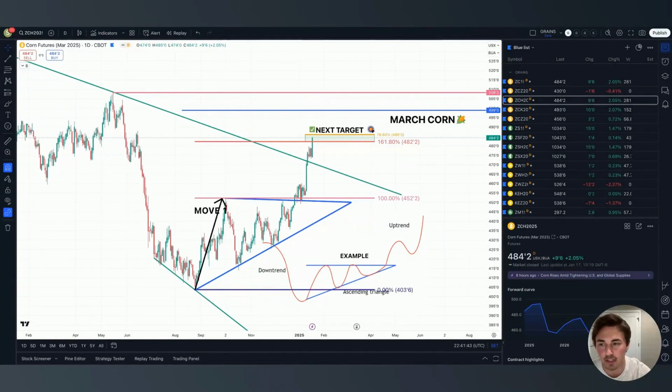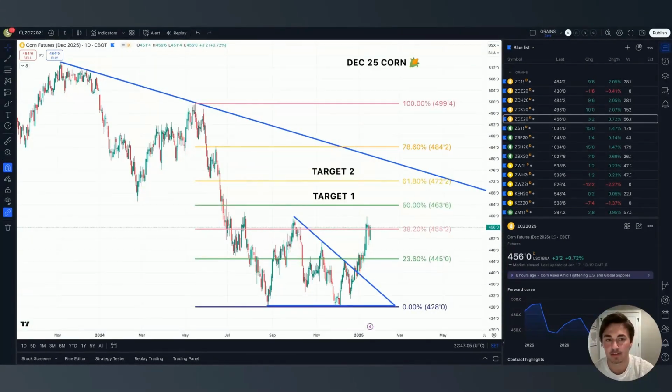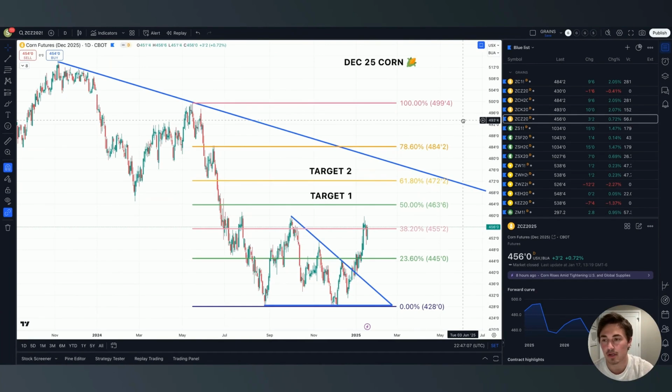So now that we've hit our 485 target, the next point of resistance and next target is going to be $5 to 508. So $5 is the big psychological target, and then 508 is our May highs. Next, taking a look at December '25 corn. So we did post 6-month highs here. We hit the 38.2% retracement from these May highs.